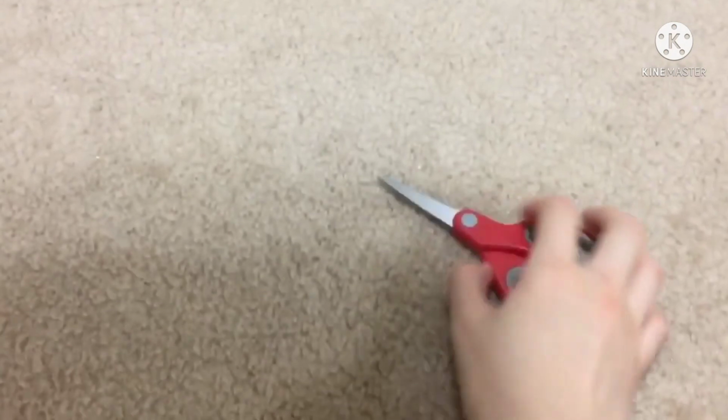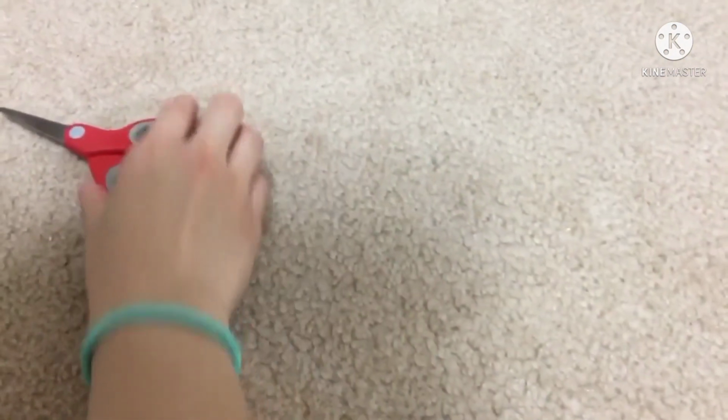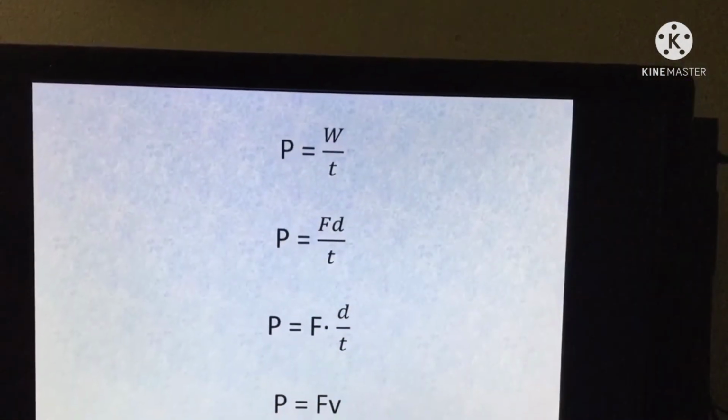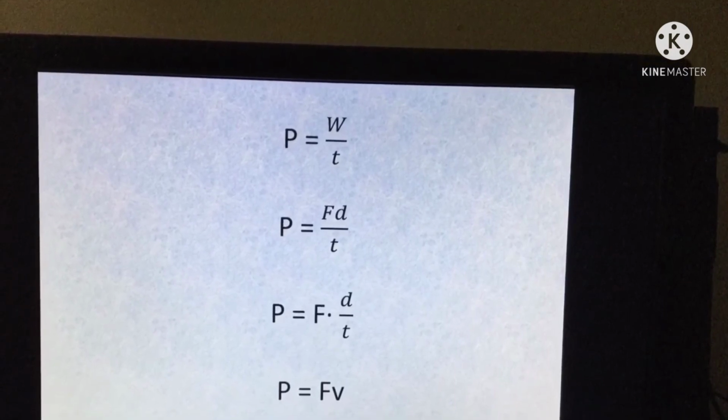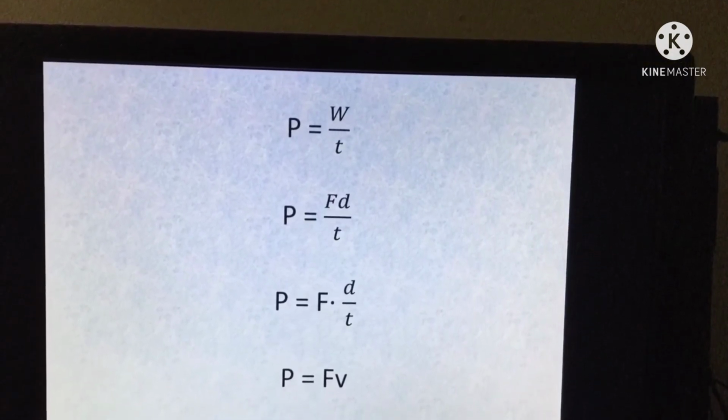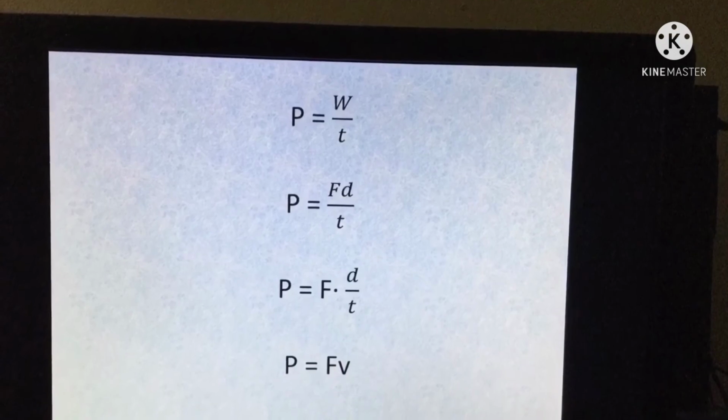So to calculate my power while I moved this textbook or this pair of scissors, I would have to divide the work I did by the time it took for me to do it. Or I could just measure my force and multiply that by the velocity of the object.